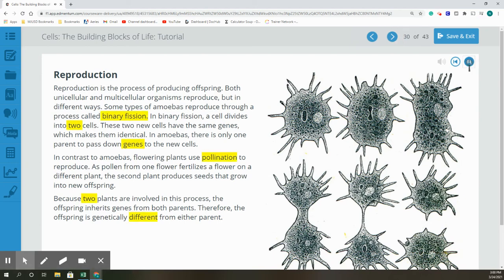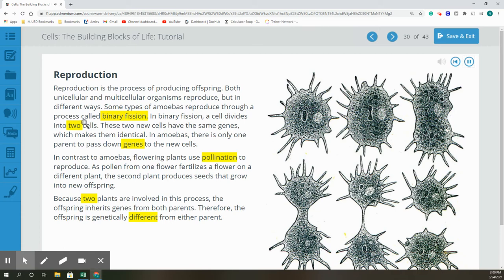Reproduction. Reproduction is the process of producing offspring. Both unicellular and multicellular organisms reproduce, but in different ways. Some types of amoebas reproduce through a process called binary fission. In binary fission, a cell divides into two cells. These two new cells have the same genes, which makes them identical. In amoebas, there is only one parent to pass down genes to the new cells.